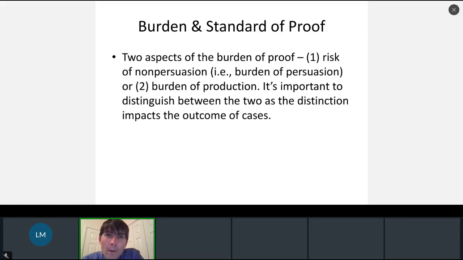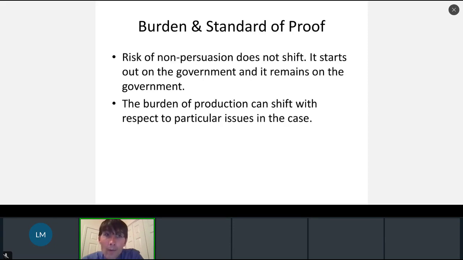There are two aspects of the burden of proof, and it does get a little complicated in the area of tax and these white-collar crimes. The first is the risk of non-persuasion, or what is known as the burden of persuasion, and the second, the burden of production. It's important to distinguish between the two, as the distinction impacts the outcome of cases.